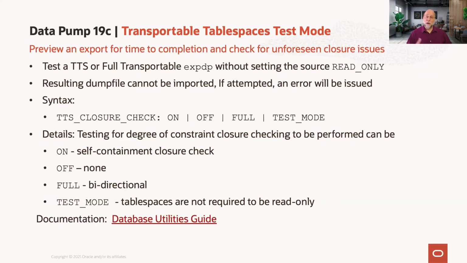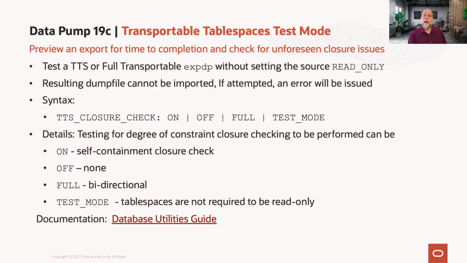So the closure check part of transportable tablespace is to make sure that all of the objects within the tablespaces, all references that they have, are contained within the set of tablespaces you're moving, that you don't have any references to something in another tablespace that's necessary, like a partition of a table that somehow exists in another tablespace. So by allowing you to use test mode, we allow you to do the transportable tablespace export without setting your tablespaces read-only.